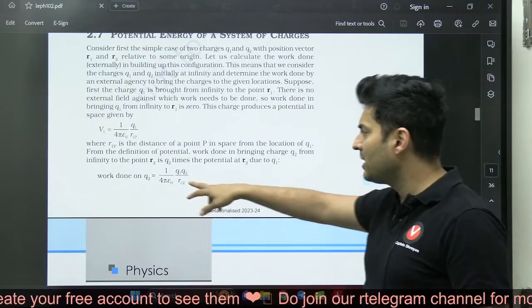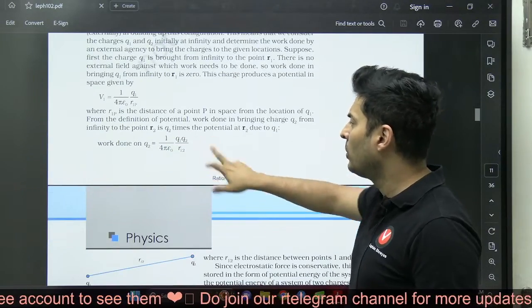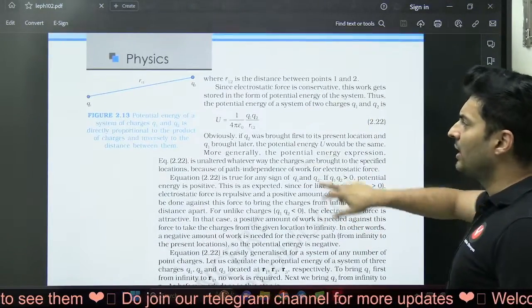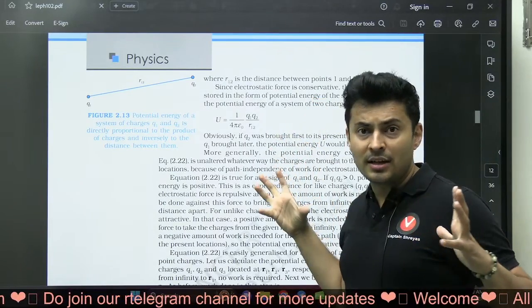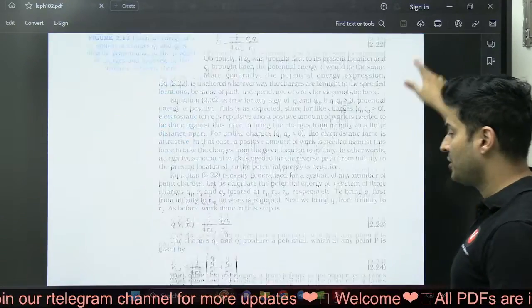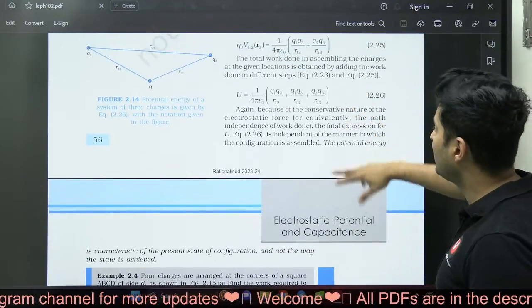When you talk about potential energy, I gave you the formula. It is K Q1 Q2 by R, not R square. That is the potential energy. That is the energy required to assemble some charges together. Okay, all these things are fine.